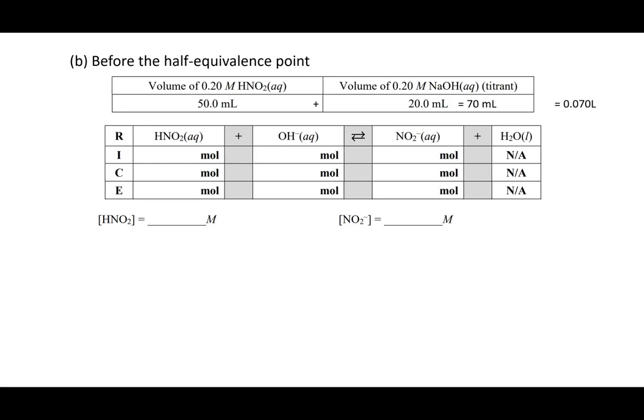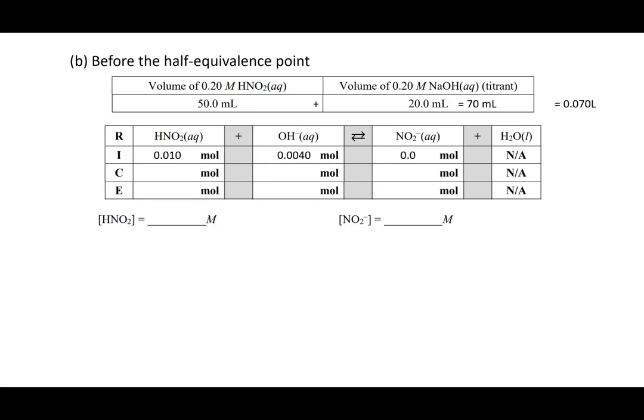We know that molarity is equal to moles divided by liters. Therefore, moles would be equal to molarity times liters. So knowing that, we can plug in these numbers: 0.2 molar times 0.050 liters would give us 0.010 moles of HNO2. We do the same math for sodium hydroxide, and we get 0.004 moles of OH minus. And of course, we don't have any NO2 minus yet.